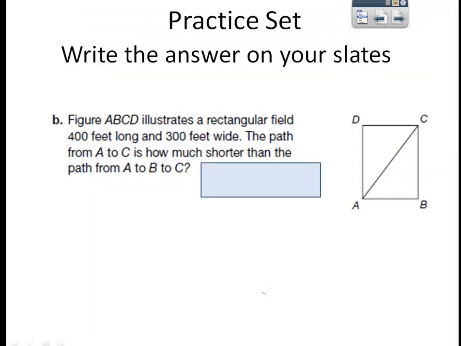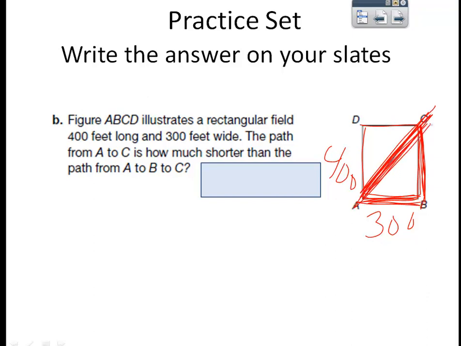Okay, and this one here is a little bit different type of problem. Let's say we've got our soccer field out here, and our soccer field is 300 by 400. And someone says that they're going to run across the field here and then up here. They want to know the path from A to C is how much shorter than it is if they go the long way like this.